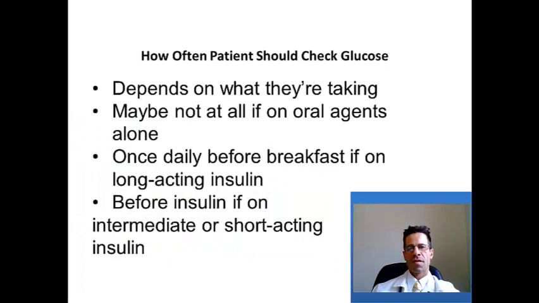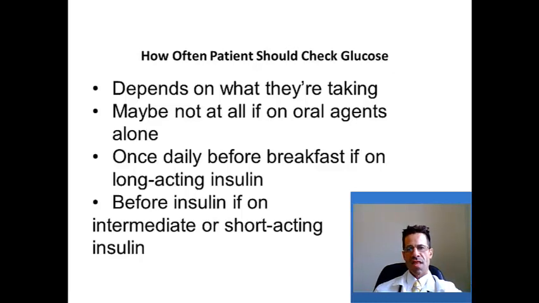Now, the next issue is how often you should be telling patients to check their sugars. This really depends on their level of glycemic control and what medications they're on. And I'm giving you here my recommendations. These depend on who you ask.